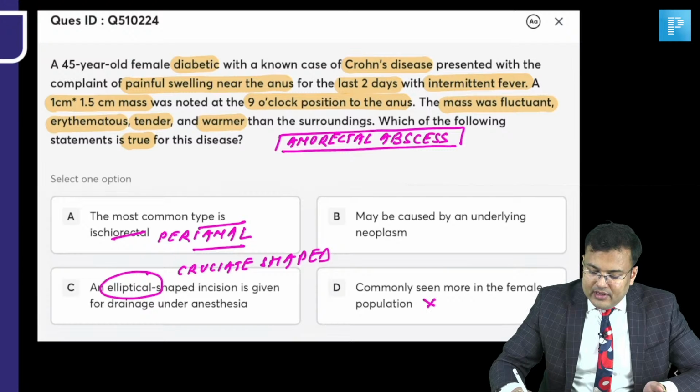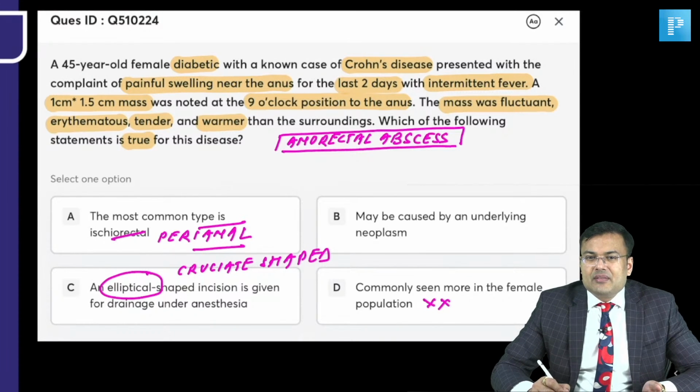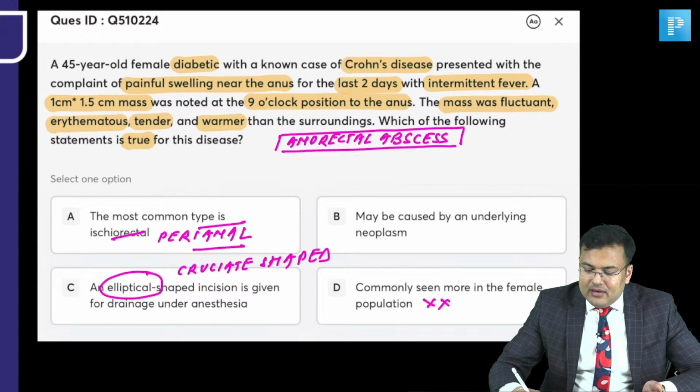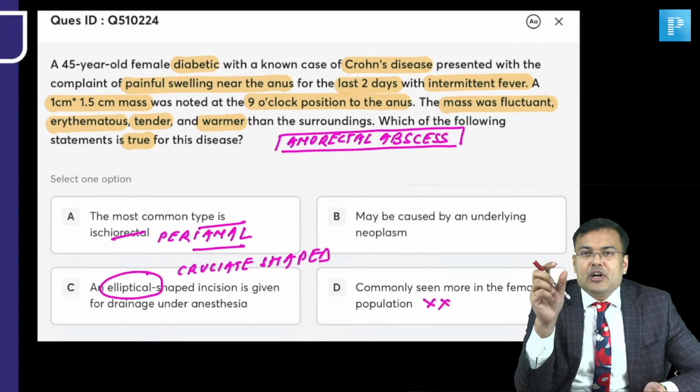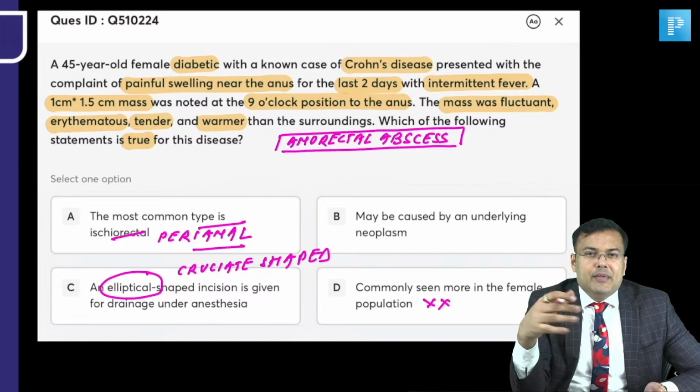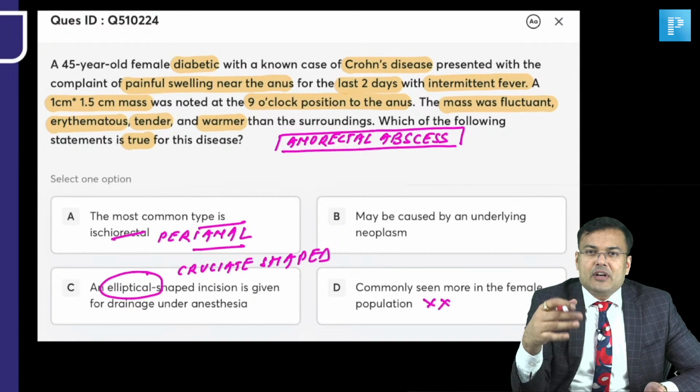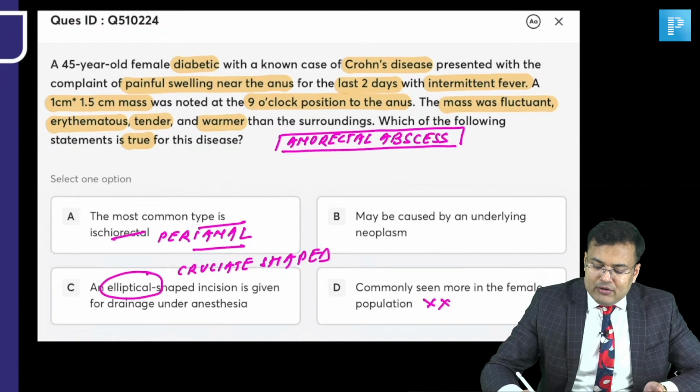No, there is no sex predilection. Clear? May be caused by an underlying neoplasm. Yes. What are the causes of anorectal abscess? Mainly it is because of obstruction of the crypt. Because of that, there is infection of the gland. This theory is the cryptoglandular theory.